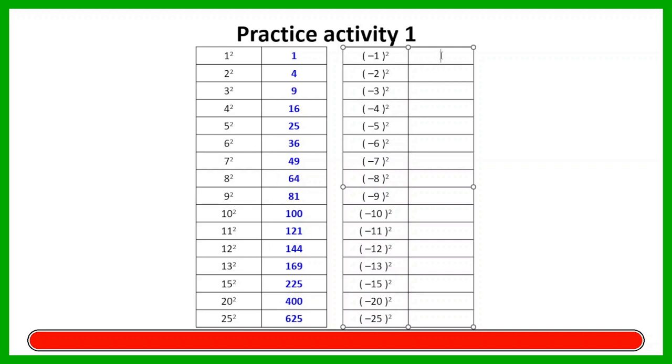So in other words, all of our square numbers here are going to be identical to what they were in the first table, because the only difference was the negative. And when I square a negative, or multiply a negative by another negative, I get a positive answer. So my answers are all going to be exactly the same as they were in my first table. Okay, so that is what you should get when you square your negative numbers as well.